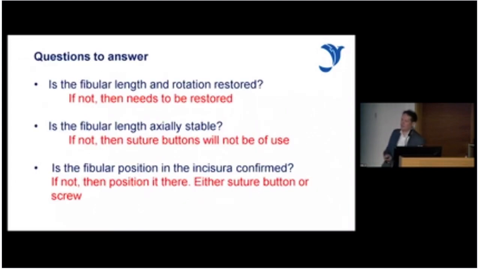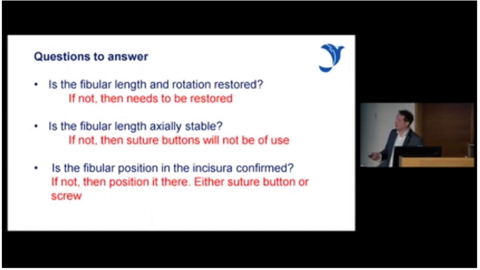The problem with that is, when do you use it? Number one, is the fibular length and rotation restored? If it's not, then don't depend on a tightrope, because it just drifts up. Some people still do, but I've seen some disasters with that. If the fibula is axially stable, if you fix the fibula to length, then fair enough, you're just controlling rotation, and that's what the tightrope does. Otherwise, use screws.